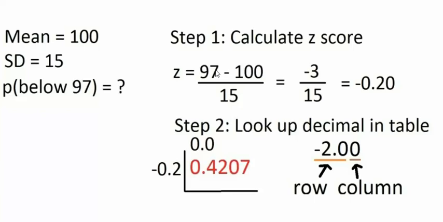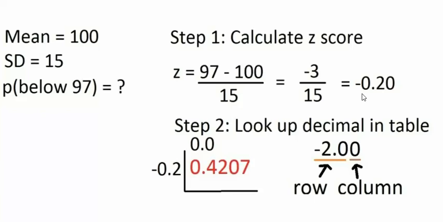So 97 minus 100 is negative 3. Negative 3 divided by 15 is negative 0.20. In this type of situation, you have to leave 2 digits after the decimal point. So notice how I put negative 0.20 instead of just negative 0.2. That's because we have to have 2 numbers after the decimal point so that we can use something called the z-table in step 2. So we have our z-score.